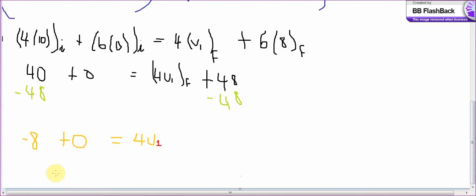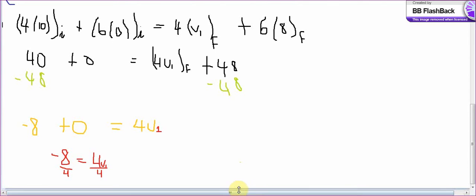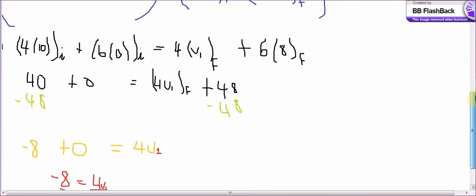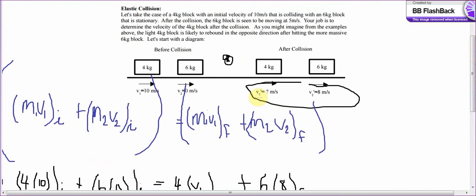So now this is basically just negative 8, and that equals 4 v1, and you divide it by 4. Negative 2 equals v1. So going back to the question, the final velocity for the 4 kilogram cart equals negative 2, and we can check this.